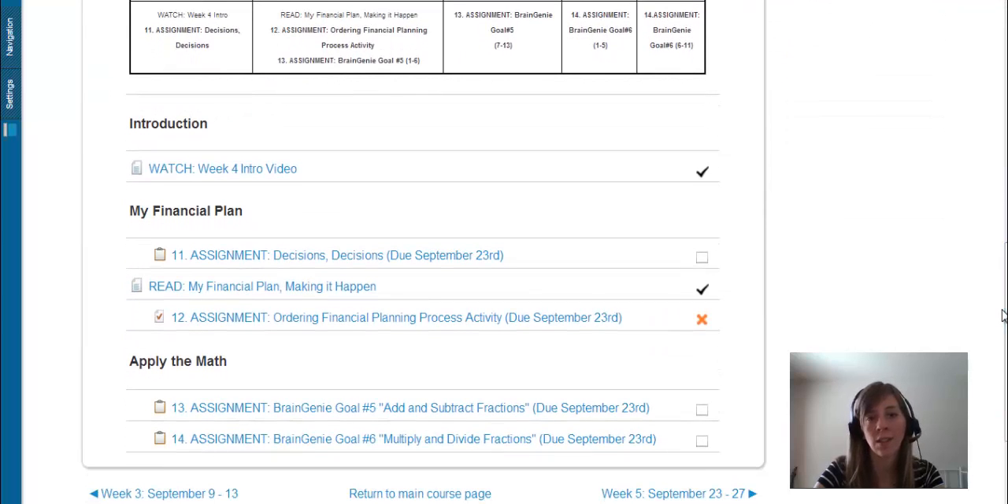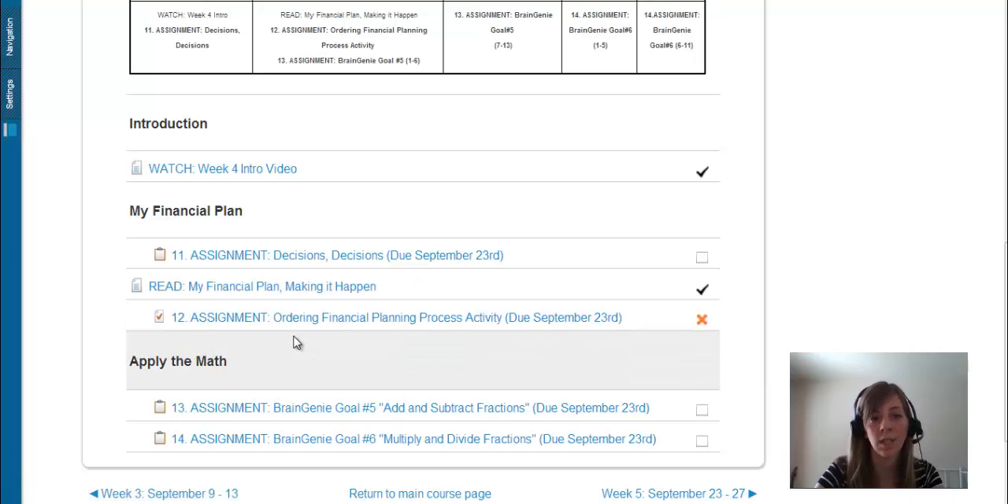Last week you learned the last 2 steps in the financial planning process, which are implementing your plan and monitoring and modifying your plan. So you had one assignment that was kind of a run-on from week 3 about making a decision and mapping out all the criteria for your choices and things like that. Then you had another assignment about ordering the financial planning process.